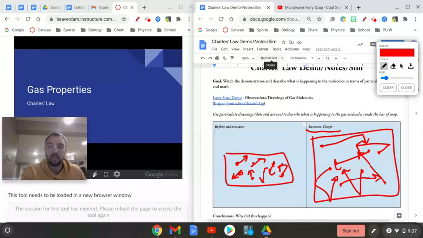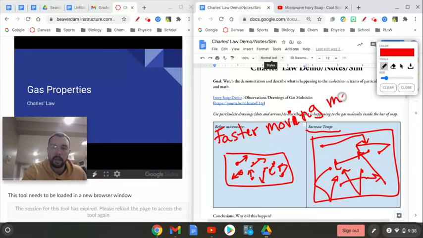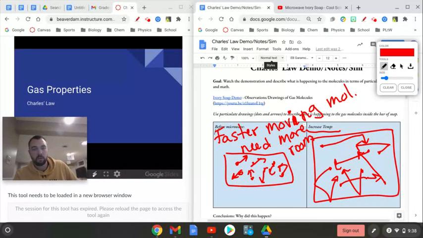So the faster something moves, I'll write this down because it's important. You don't need to put it in your drawing, but faster moving molecules need more room. They need more room to move because they're moving much faster. All right. So now, how could you get pictures here?